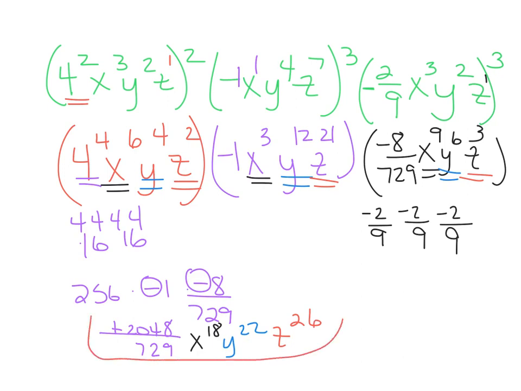All right, so here's your answer, if you can see it down here. 2048 over 729, x to the 18th, y to the 22nd, z to the 26th.